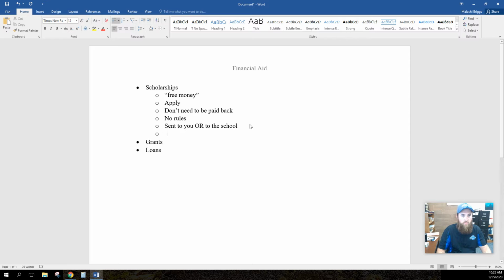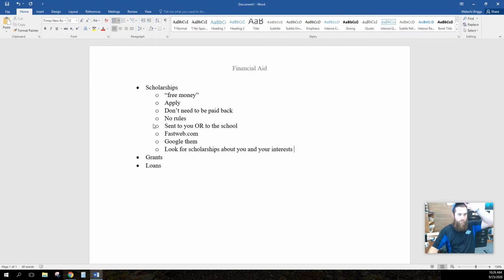When I was doing scholarships, I went to fastweb.com. That's a good place, and then you can also just Google them. When you apply for scholarships and grants, look for scholarships about you and your interests. What I always told my college students, because I worked in college admissions for 3 years, is look for scholarships or subjects that are about you.